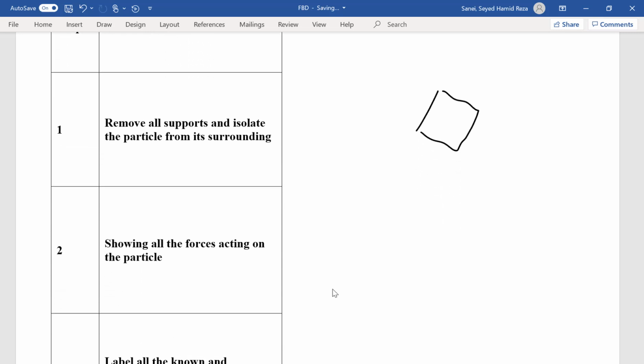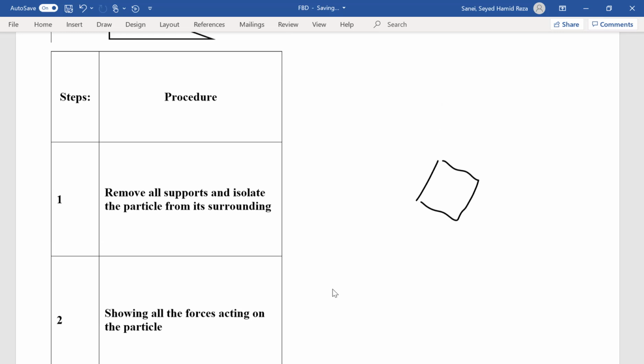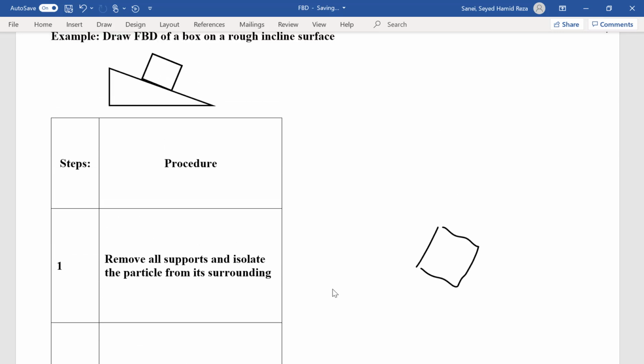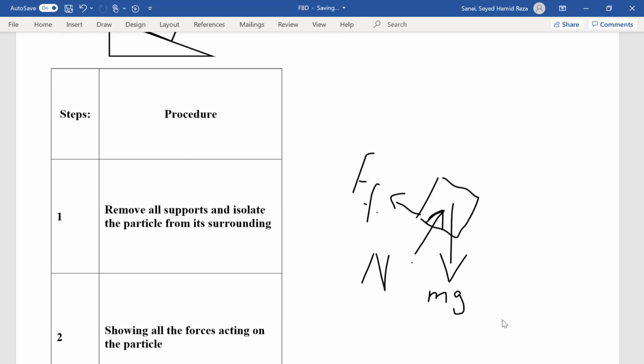Now the next step is showing all the forces acting on the particle. If I look at here, I know I have the force of mass, or the weight of the particle, mg. Then I have the normal force, N, and I have the friction force because it's on the rough inclined surface. And since the box is tending to go down the hill, the friction force would be going upward.